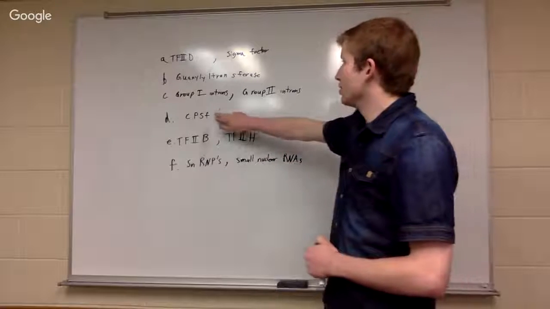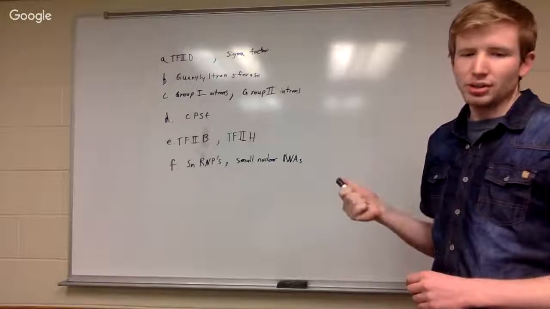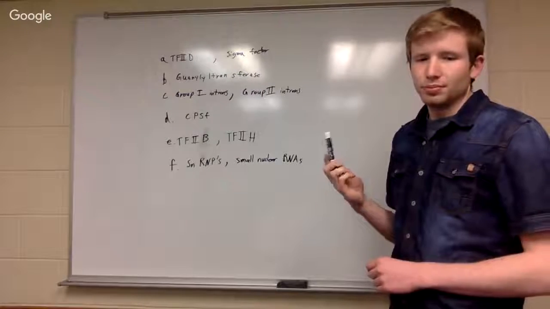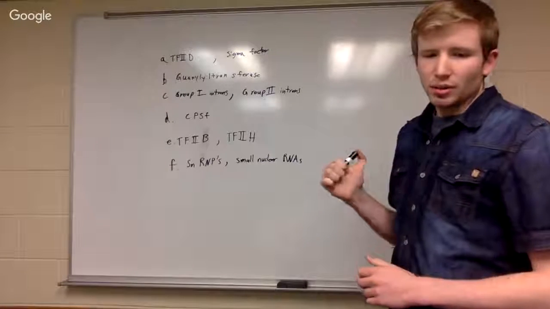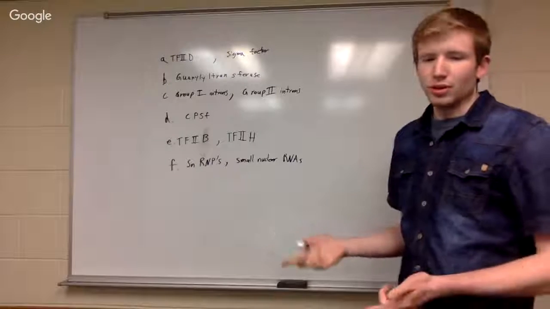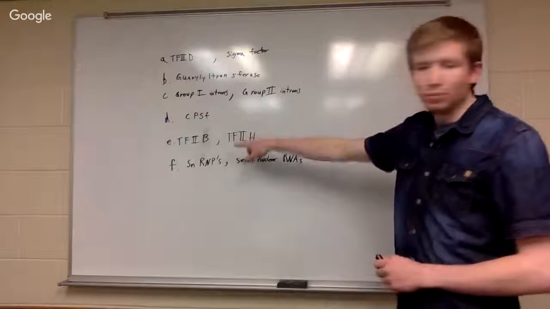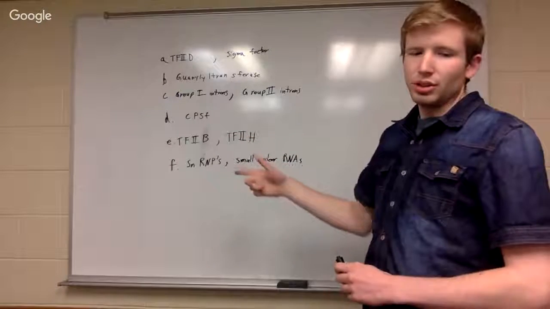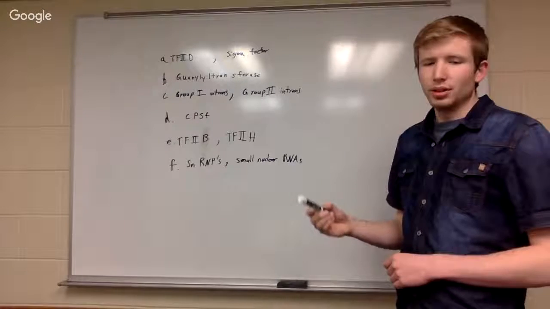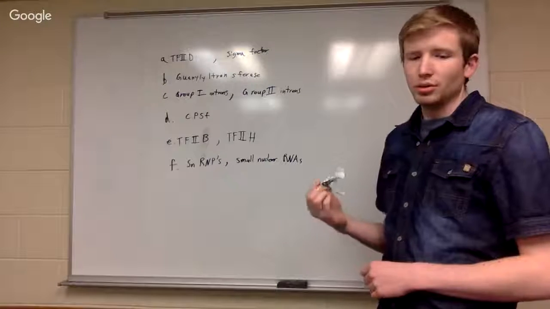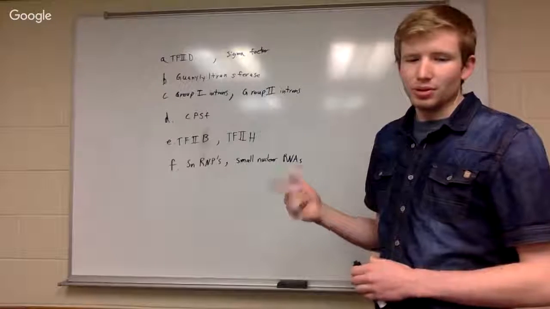And then for D, we have CPSF, which is the endonuclease that assists in terminating transcription in eukaryotes. And then for E, in lesson 9, we talked about the general transcription factors. TFIIB is a GTF which acts as a bridge, the subunit to link TFIID to TFIIF and RNA polymerase II.